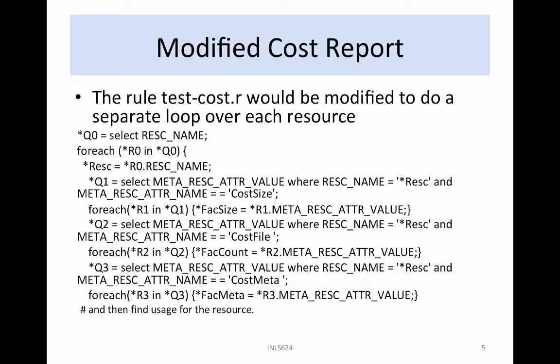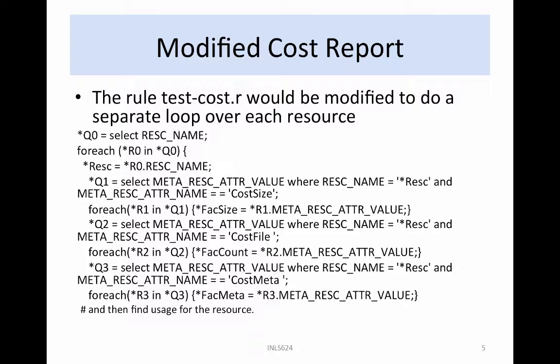You can then loop over the result and extract the cost factor for fact size. You create a new loop selecting the meta resource adder value where resource name is star resource and meta resource adder name equal cost file. Extract that value. You can also do this for cost meta. You can then find the usage for the resource by multiplying these cost factors times the usage.